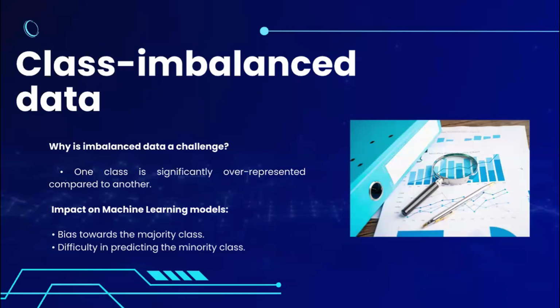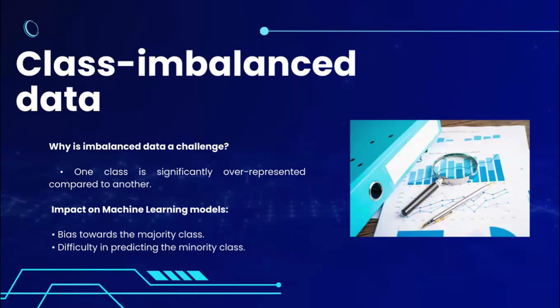So now, why is class imbalance problematic? When one class is overrepresented, the model will often become biased towards predicting the dominant class because it's been exposed to it more frequently. This means the model could fail to properly predict the less represented class, which could be crucial.